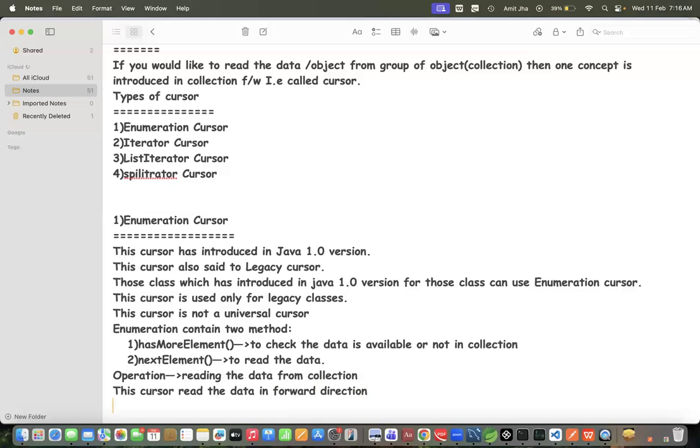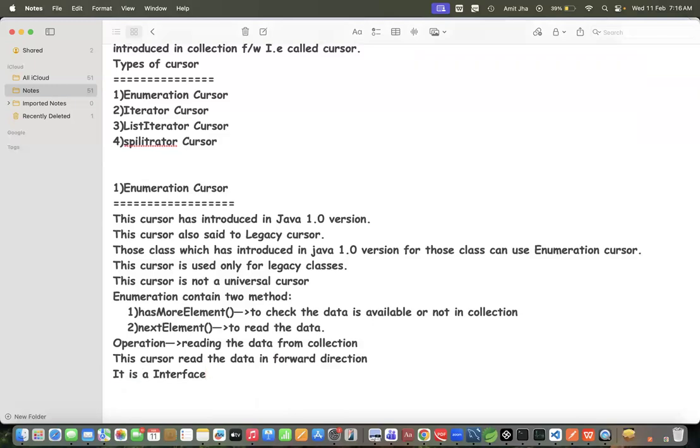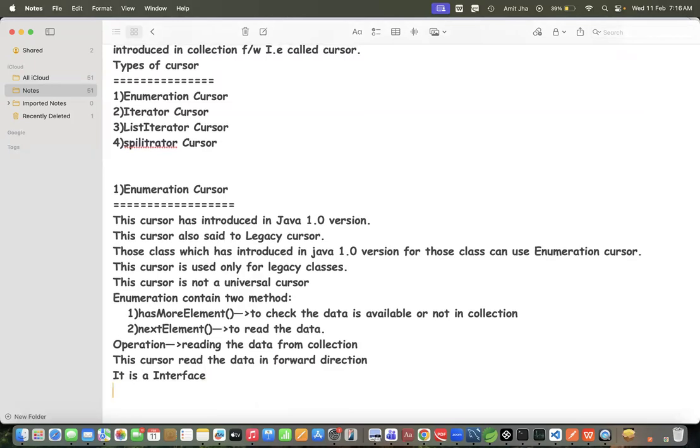Tell me, is it a class, an interface, a method, an object, a variable, a type? Do you know what is Enumeration? Any idea? See, it is an interface. Then, it supports normal and generic collections of data. Do you know very well what is normal, what is generic? It supports normal and generic collections.